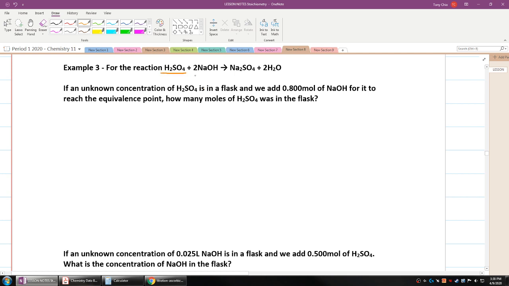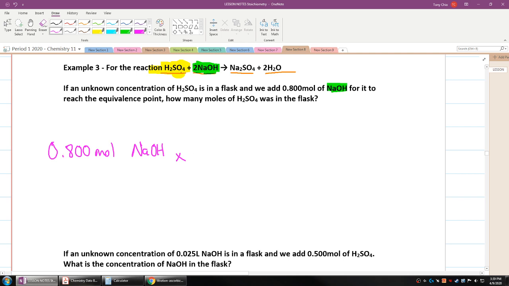For the reaction, sulfuric acid reacting with sodium hydroxide, you're going to form salt and water. If an unknown concentration, that means your H2SO4 is in the flask, and we add 0.800 moles of NaOH. So that means that is something that we know for it to reach equivalence point. How many moles of H2SO4 is in the flask? So if I look at this example, I have 0.800 moles of NaOH. How do you find how many moles of H2SO4 there are? You cross the mole ratio. You cross the mole bridge.